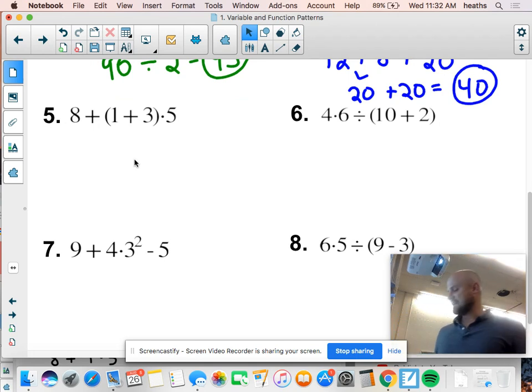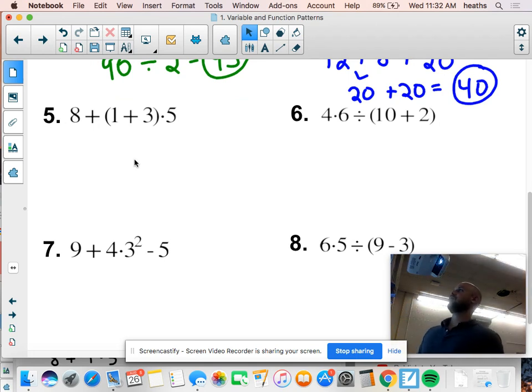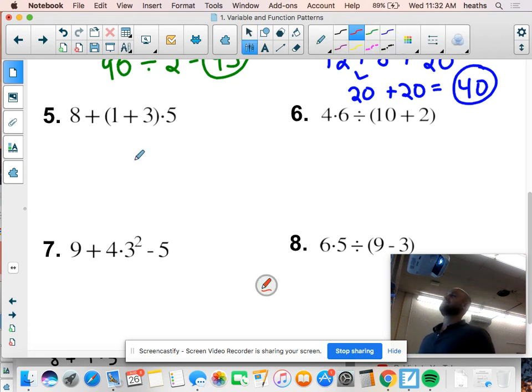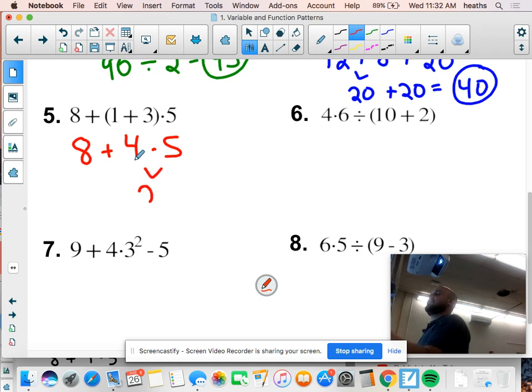Number 5, 8 plus parenthesis 1 plus 3 close parenthesis times 5. We do our parenthesis first, so 1 plus 3 is 4. Then we're going to drop the rest of our problem down. 4 times 5 is 20. 8 plus 20 is 28.